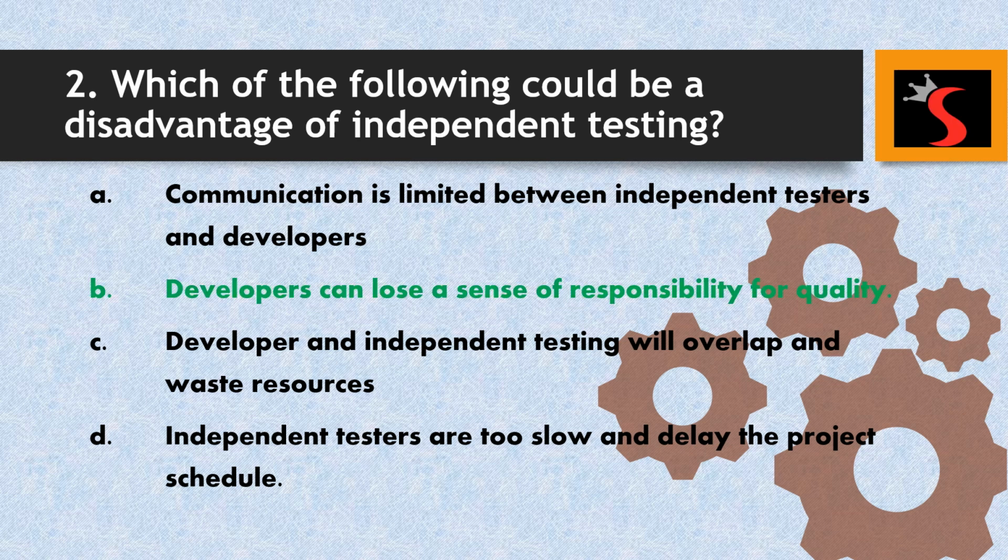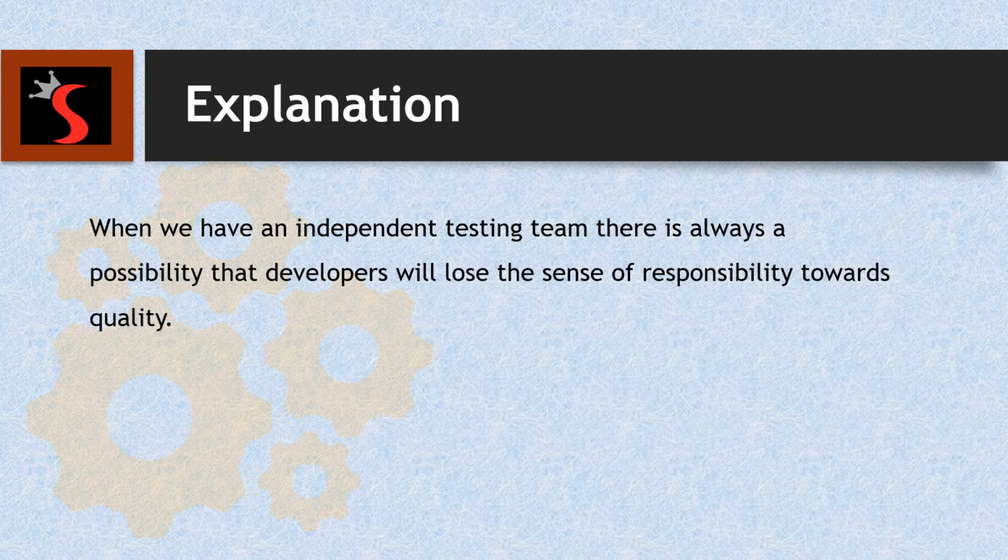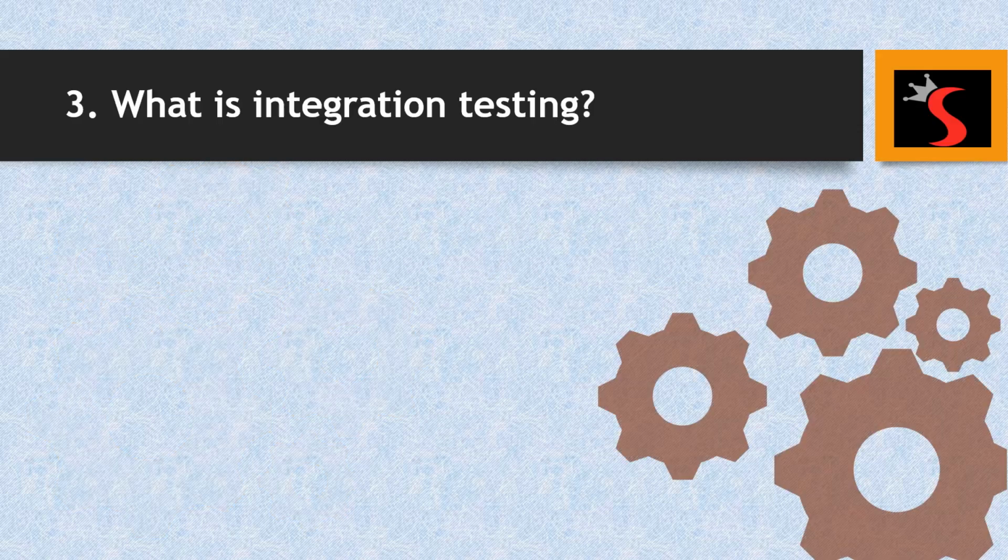The right answer is option B. Developers can lose a sense of responsibility for quality. Explanation: When we have an independent testing team, there is always a possibility that developers will lose the sense of responsibility towards quality. What is integration testing?